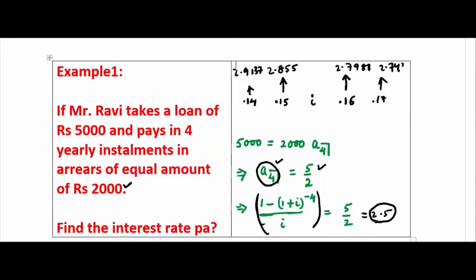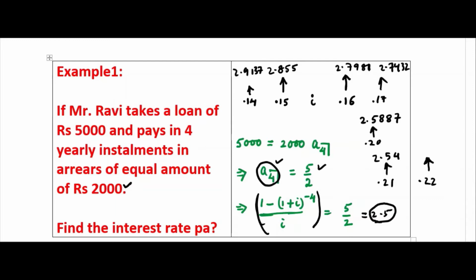In the actual table for 20%, A4 is 2.5887. But if you try for 21%, the answer will decrease. So 2.54 is coming for 21%. Then you have to find at 22%.